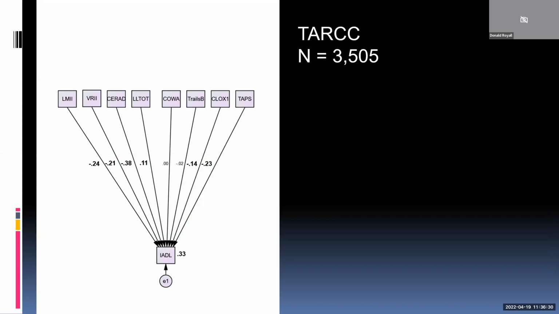So let's build some D homologs here. Here we have a battery of 8 cognitive measures predicting IDL.